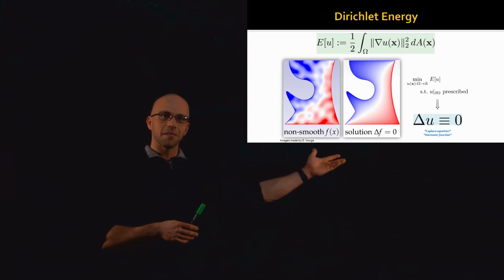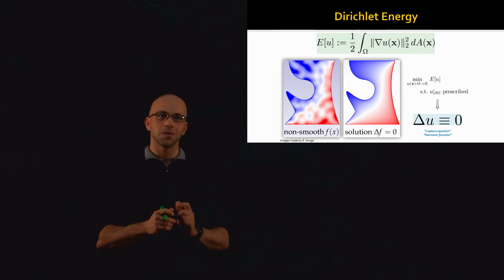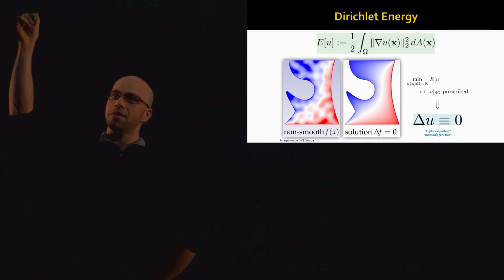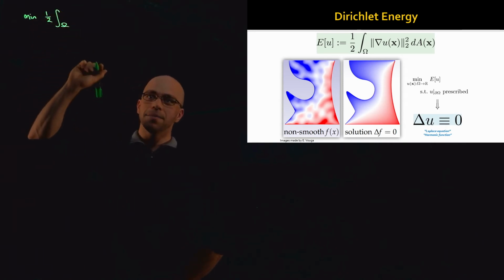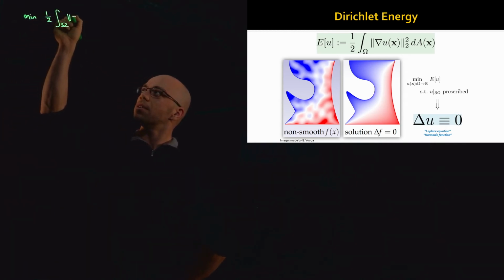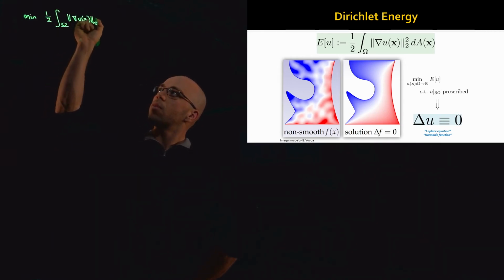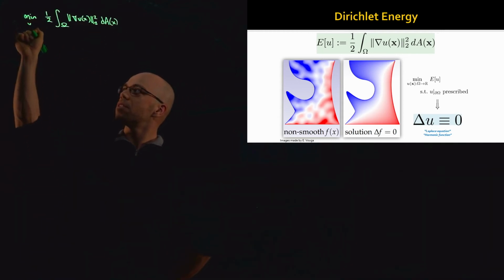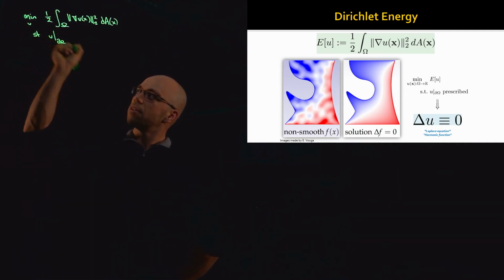And that gives me this optimization problem I've given you on the right-hand side, right? Minimize E of u subject to u prescribed on the boundary. So again, if I expand out my formulas a bit, I want to minimize 1/2 times the integral over omega of the norm of the gradient of u of x squared, over all possible functions u that satisfy that u restricted to the boundary of our domain is prescribed.